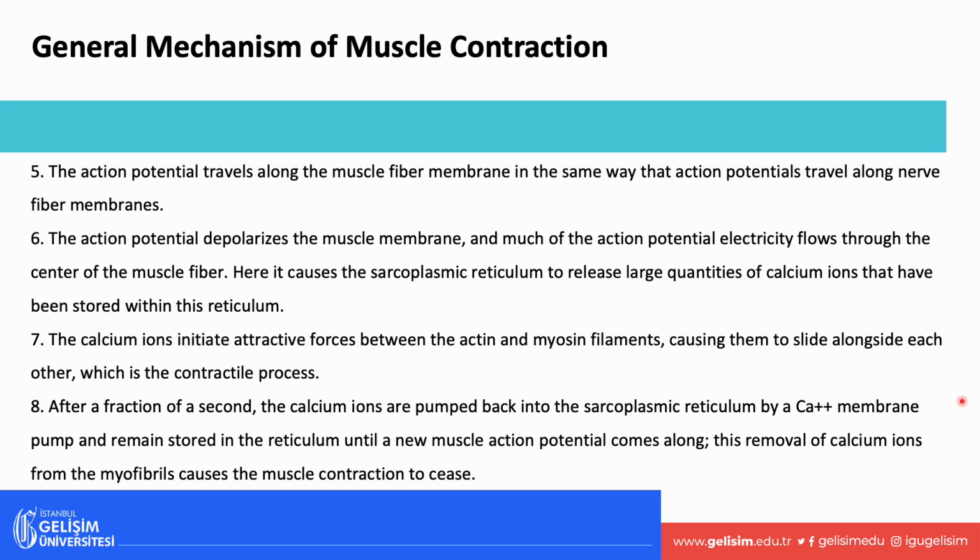The action potential travels along the muscle fiber membrane, causing depolarization of the muscle membrane. Now, this depolarization causes the sarcoplasmic reticulum to release the stored calcium ions. The calcium ions initiate attractive forces between the actin and myosin filaments, causing them to slide alongside one another to produce muscle contraction. The calcium ions are pumped back into the sarcoplasmic reticulum by a membrane pump, and the contraction process ends.